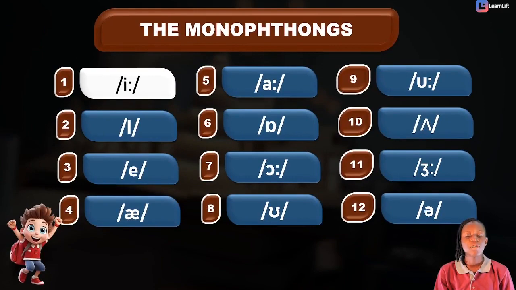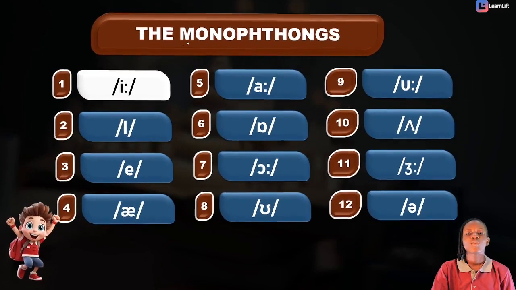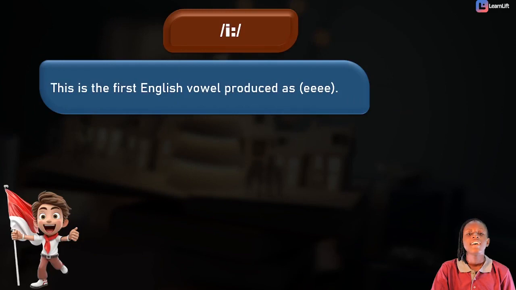Moving on, we have the monosyllables. This is the first English vowel, produced as /iː/. Whenever I see this phonetic symbol, I am expected to pronounce the long E sound. If you ask why I am prolonging it, remember the rule: whenever you see a colon attached to a vowel, it makes the vowel a long vowel, and each long vowel should be prolonged when produced.